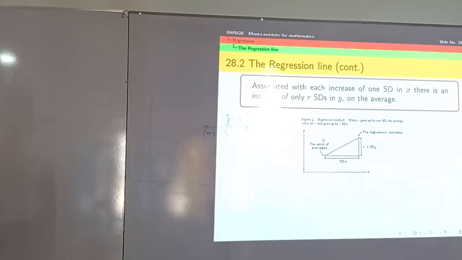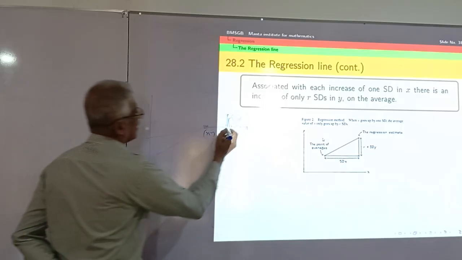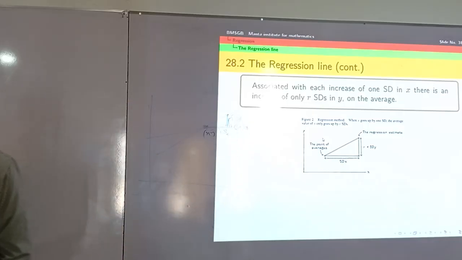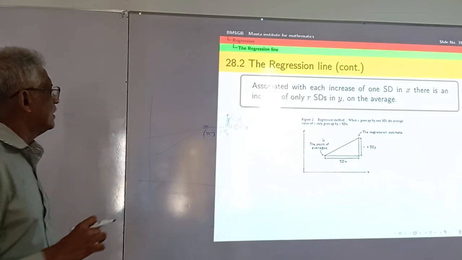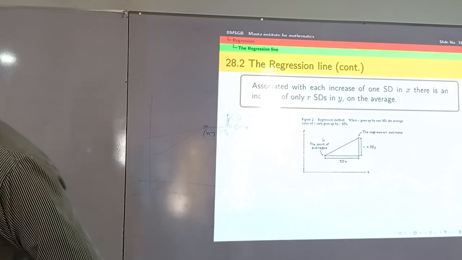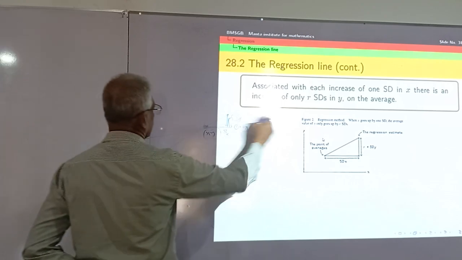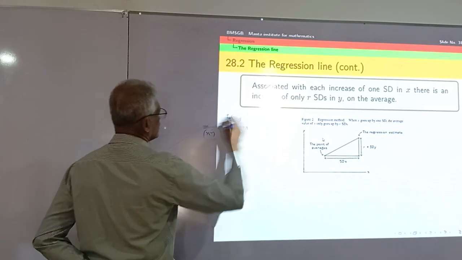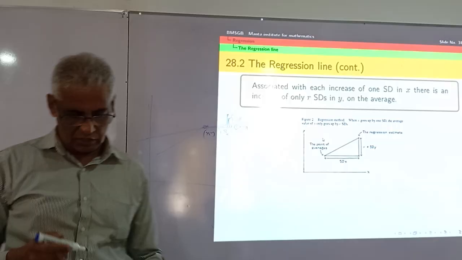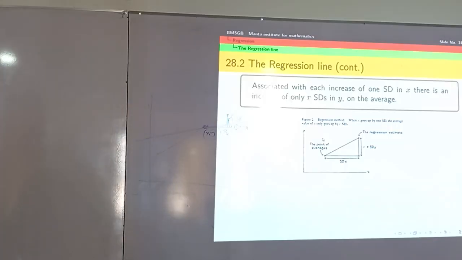It's not increased by s_y amount, it will be increased by r times s_y, and usually r is less than 1, in this case positive, but less than 1. Therefore the amount increased up to the regression line is less than the increase in the SD line. So on this side the regression line will be below the SD line, and on this side it will be above. On the other hand, if you have a negative relationship, it will be the other way around.